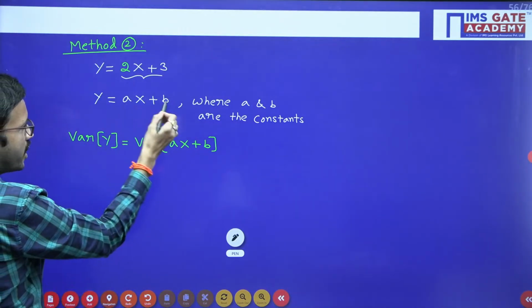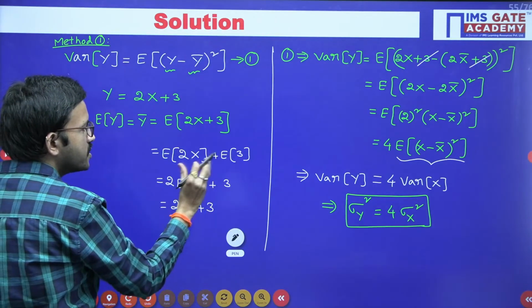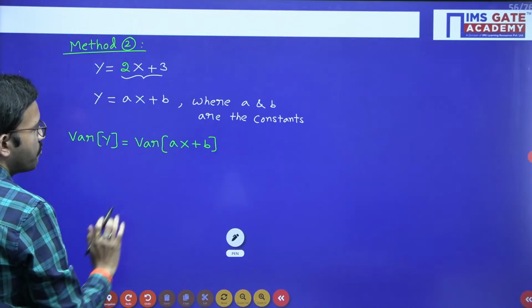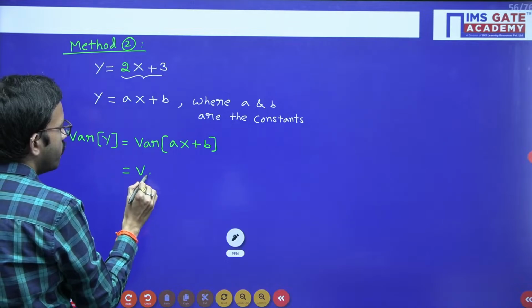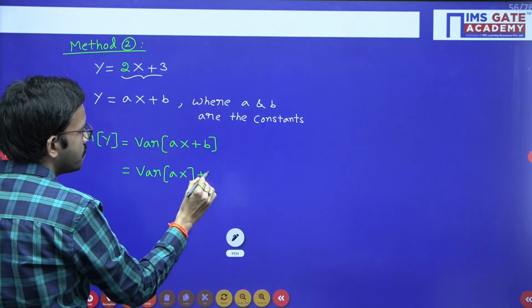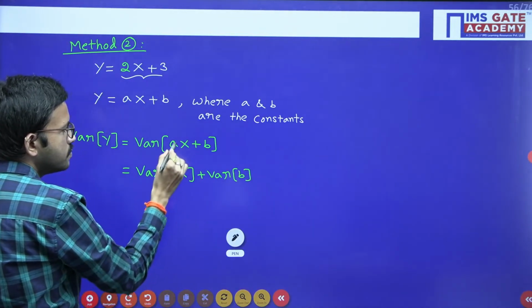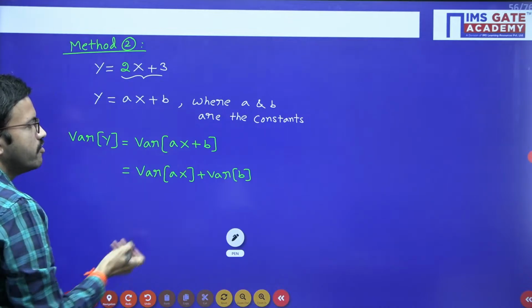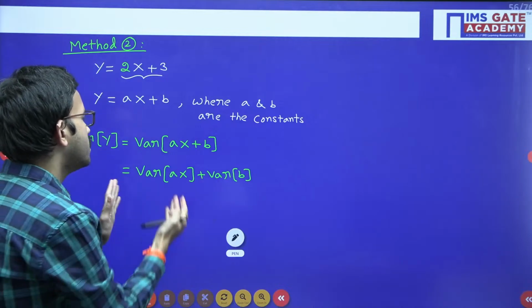In place of y, you have ax plus b, you can substitute. Just like with the expectation operator, we performed the linear sum, in the similar way here also we can split the variance operator: variance of ax plus variance of b. Because in the first term you have the random variable, whereas the second term is simply a constant. That is the reason we can do like this.